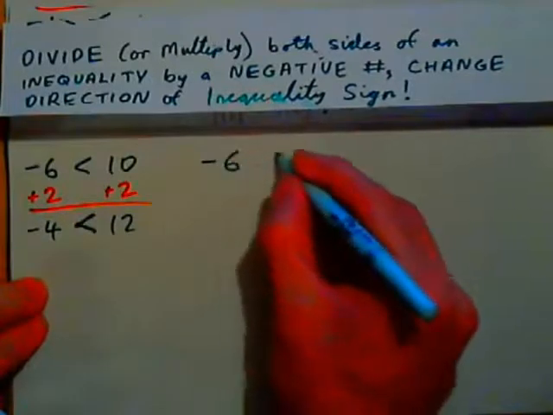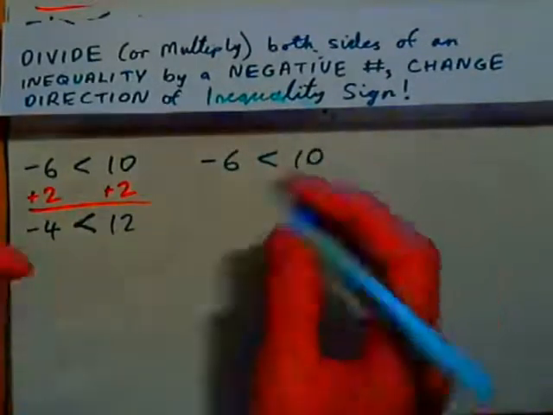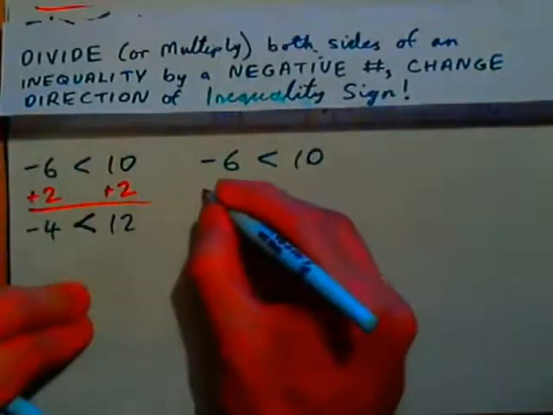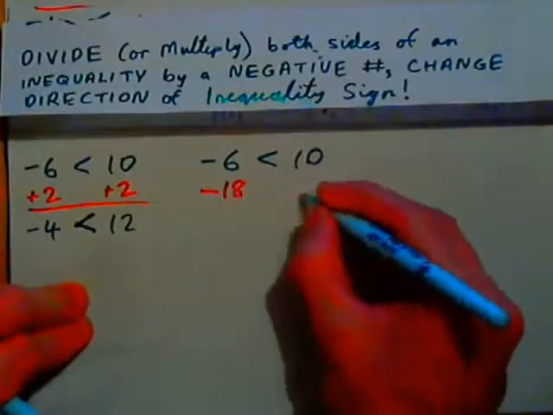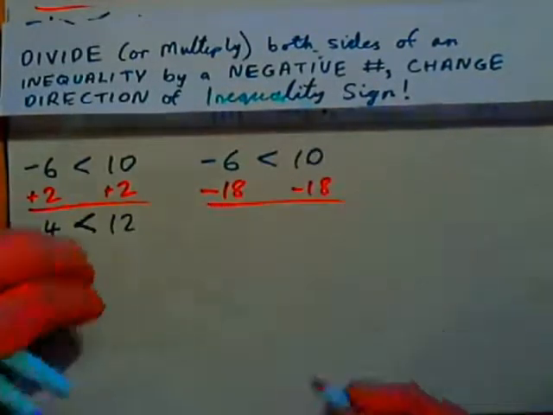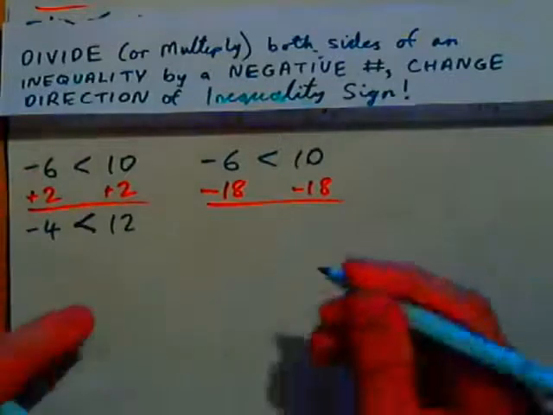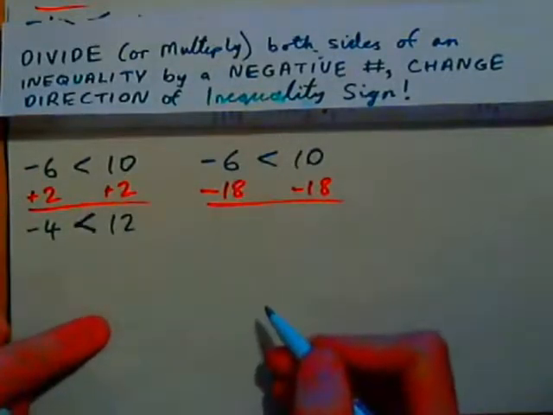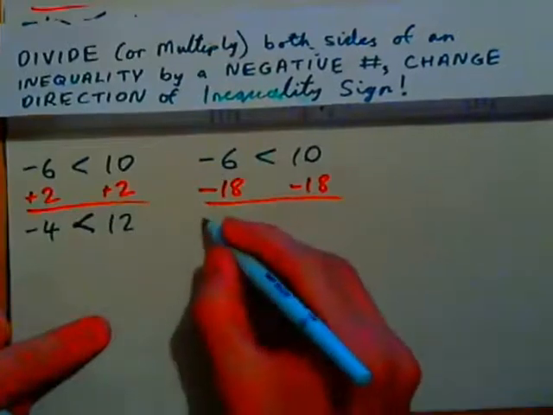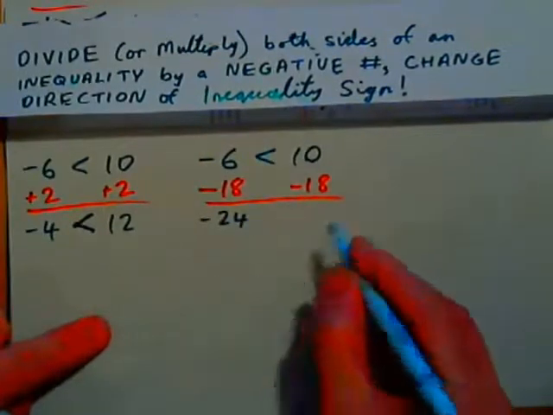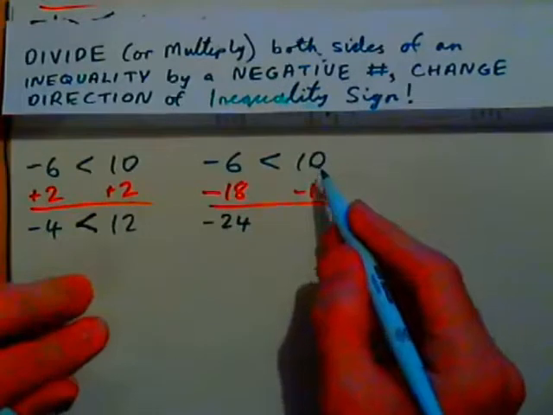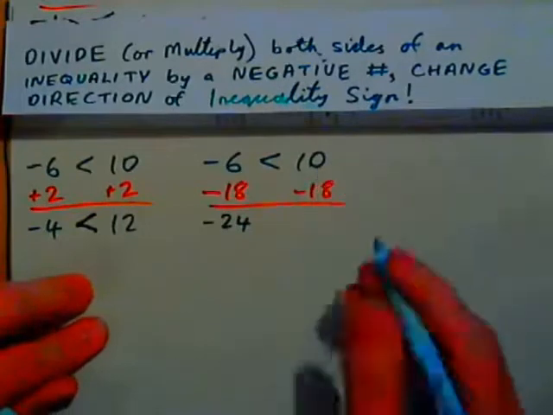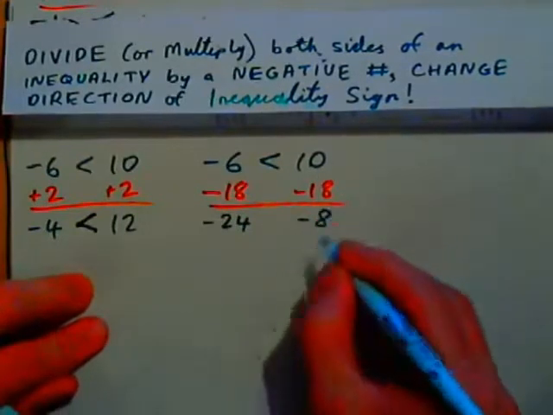Let's do this again. Negative 6 is less than 10. What if we subtract 18 from both sides? Okay, we're subtracting a number from both sides. What do we get on the left-hand side? Negative 24. Okay, on the right-hand side, 10 positives and 18 negatives make 8 negatives, don't they?